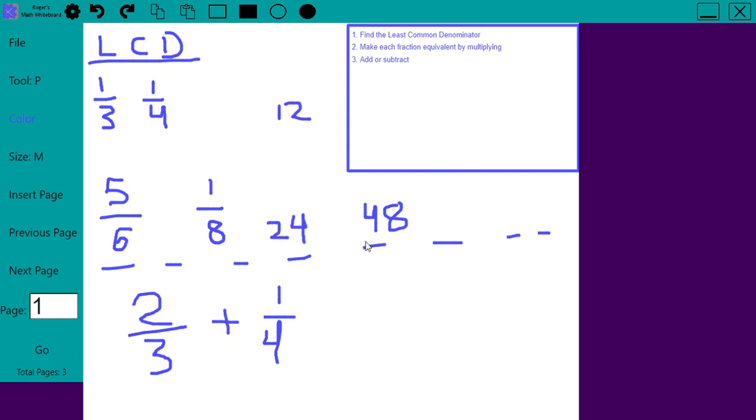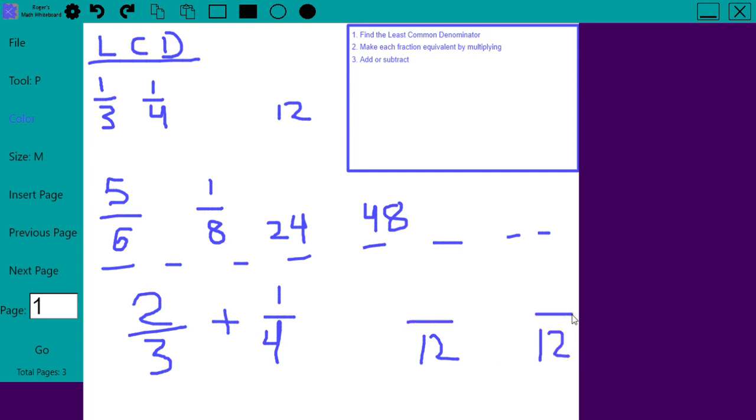Alright, now that we know how to find the least common denominator, let's go into solving. So 2/3 plus 1/4. Step 1 is to find the least common denominator between 3 and 4. So 3 times 4 is 12. And there's no number less than that which both of these numbers can fit into, so my least common denominator is 12.